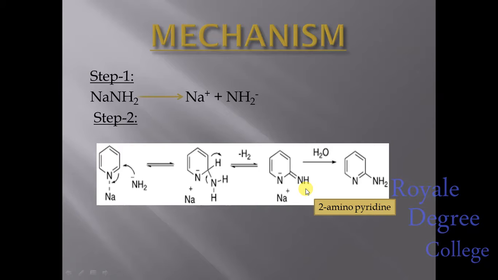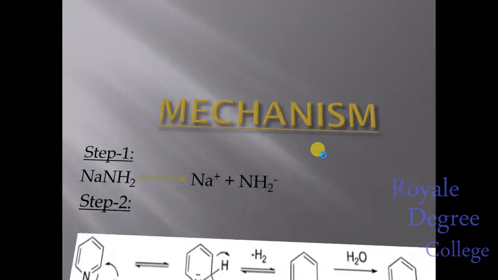So at that time what will happen? From the water molecule, H plus will come out, reacting with NH minus, and we are getting NH2. So our main compound here is 2-aminopyridine. At the second position of the pyridine, the NH2 amino group is attached, and from this Na is coming out; Na plus reacts with OH minus of the water molecule, and we are getting the side product NaOH, that is sodium hydroxide.